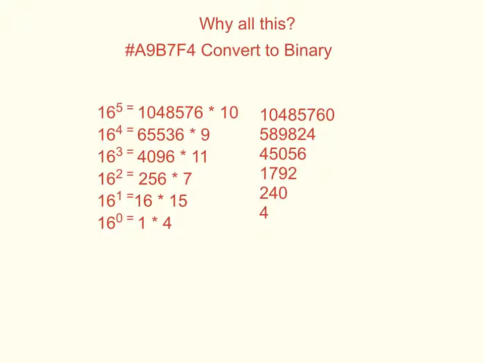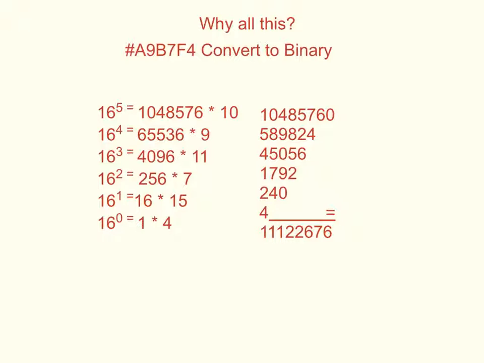When you add those numbers together, I'm going to do an underline here to signify that we are adding, and an equal sign. All of this is going to be equal to a huge number, 11,122,676. So 11,122,676 is what this is when we convert it to base 10.